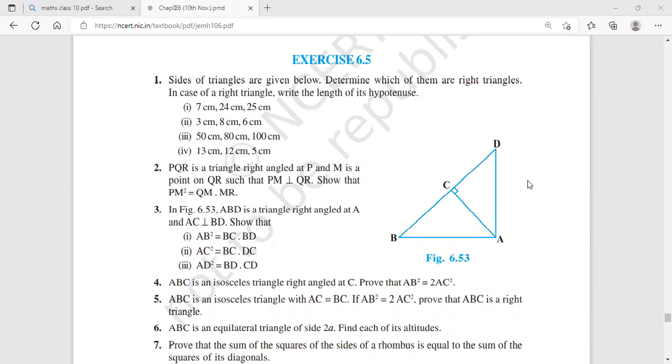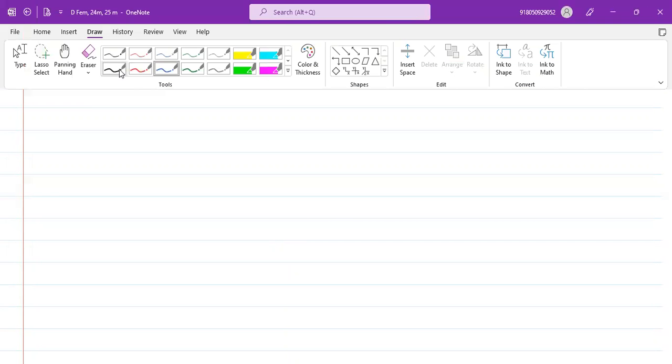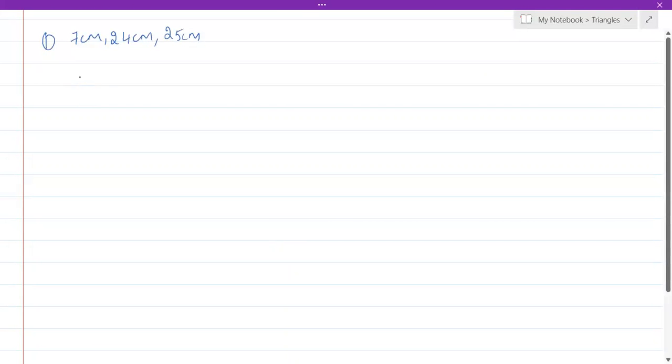This question actually in the last video, we had done it, isn't it? So I'll recall this. Let's take the first one. The first question is 7 centimeter, 24 centimeter, 25 centimeter. So we have to take the largest one. The largest one here is 25. Let's square it. So 25 square will become 625.